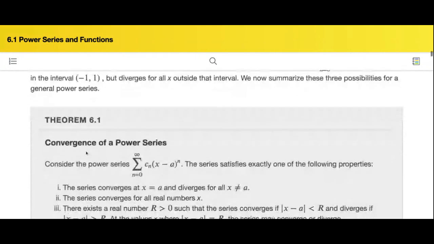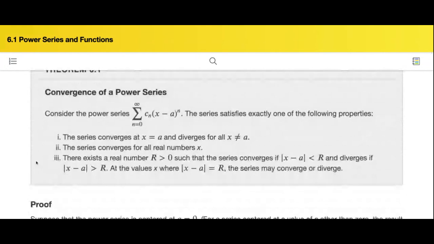Okay, theorem: convergence of a power series.